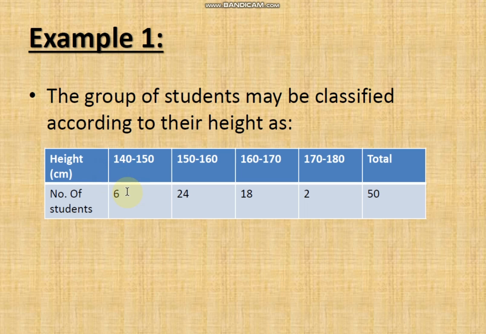Six students belong to this category, 140 to 150. That is, six students have heights between 140 and 150 centimeter. 24 students have height between 150 and 160 centimeter. 18 students have height between 160 and 170 centimeter, and two students have height between 170 and 180 centimeter. This tabular presentation is called a frequency distribution.